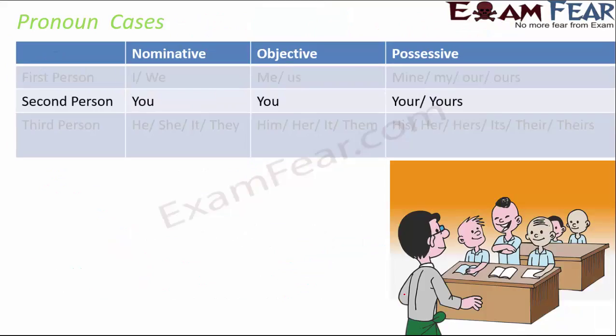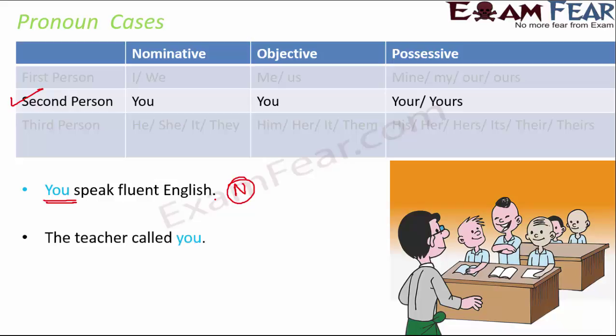Okay, so now let's move ahead with the second person. Again, we will take examples for nominative, objective as well as possessive case. So let's start with nominative case. You speak fluent English. So here you is the subject, you is also the pronoun. So this is in nominative case.